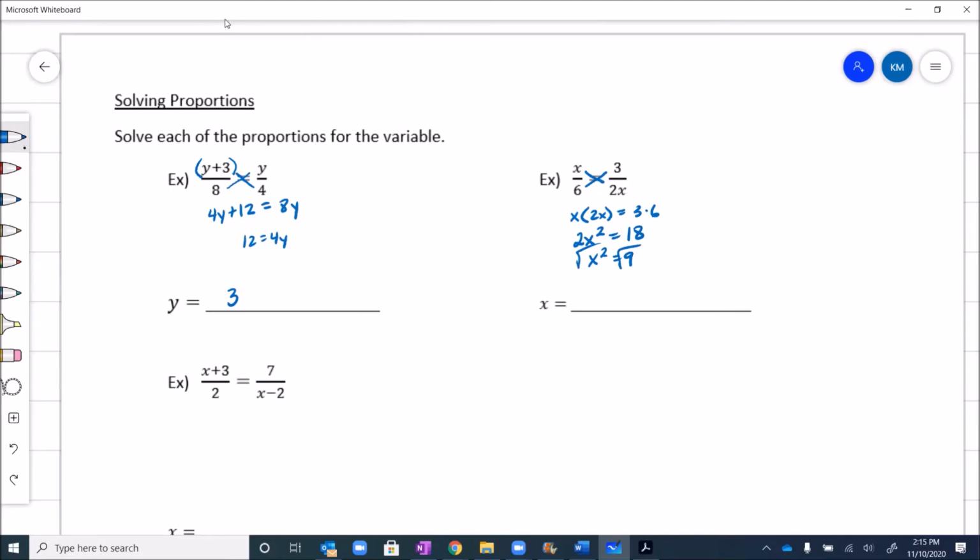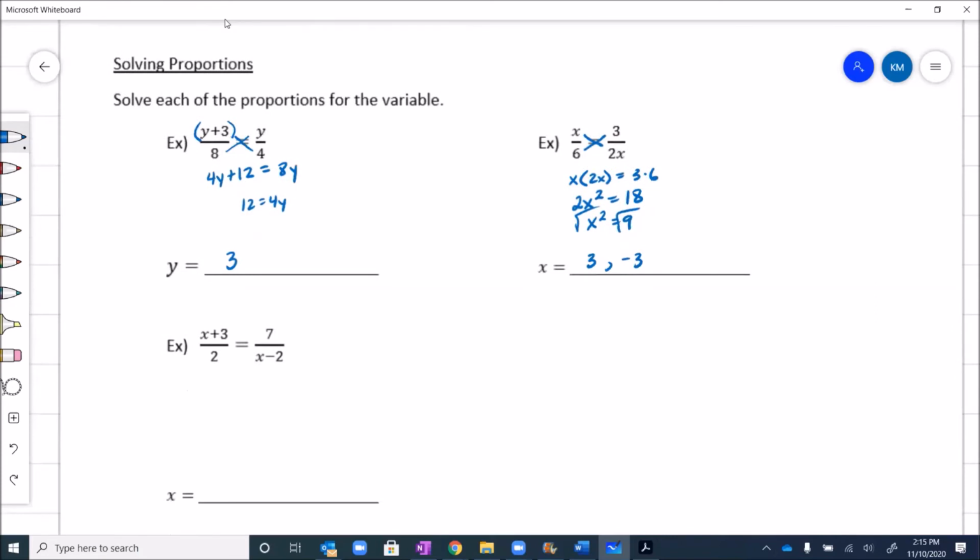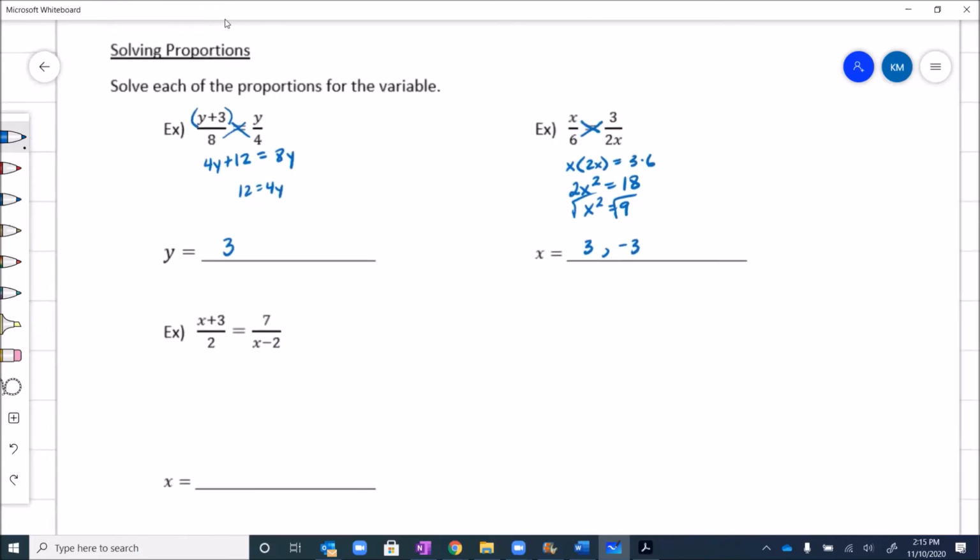Okay, remember that the square root of 9 could either be 3 or negative 3. Either of these answers works. Make sure that you use both of these as options, and then we can eliminate anything that would be nonsensical. Like if this were the length of a line, we'd be able to eliminate negative 3 as a possibility. But since it's not, we're good. We keep both of these as answers.